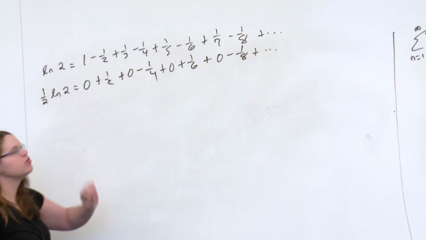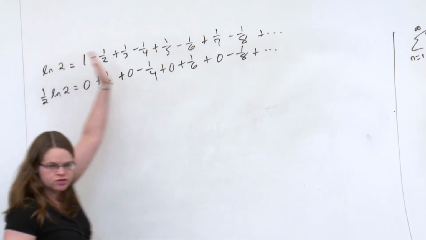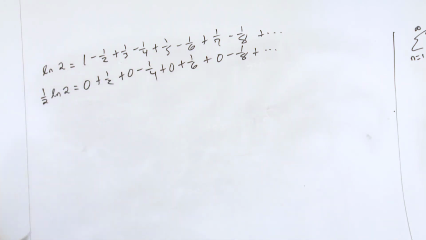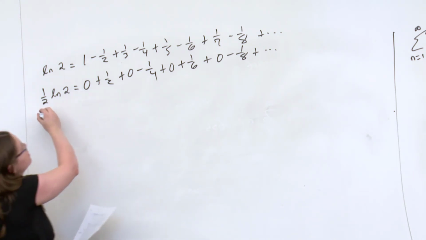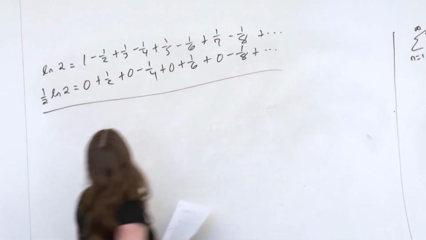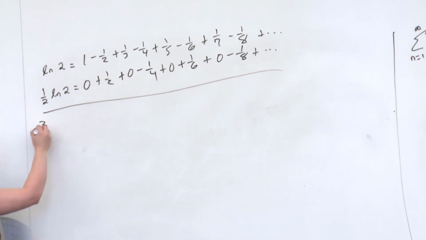All I'm doing is saying if I take half of this, it should be the same as taking half of this. I'm just dividing all the terms out by 2. I've done nothing really fancy there. And now let's try to add these two things up. So log of 2 plus half log of 2 is 3/2 log 2.